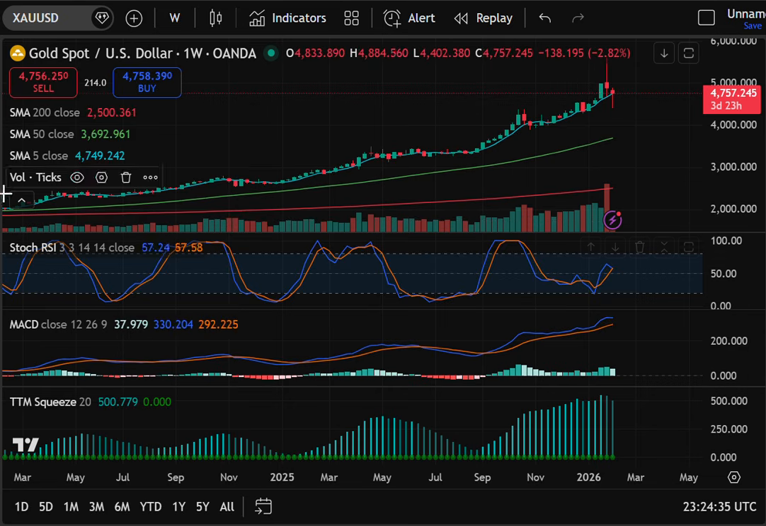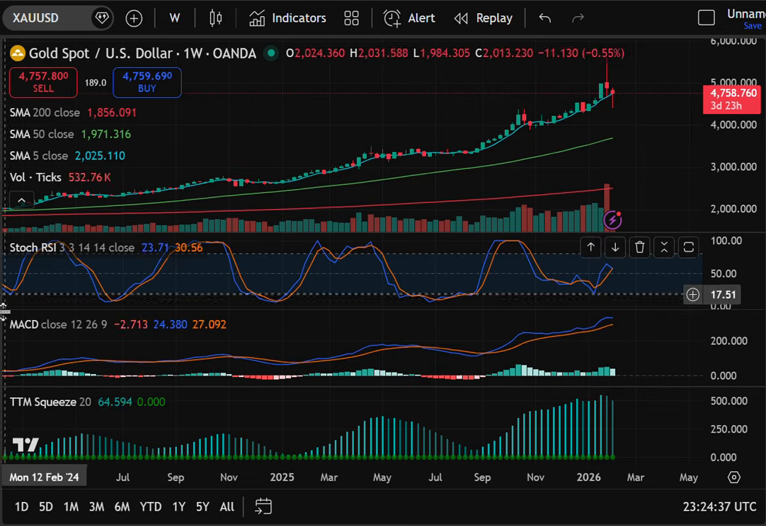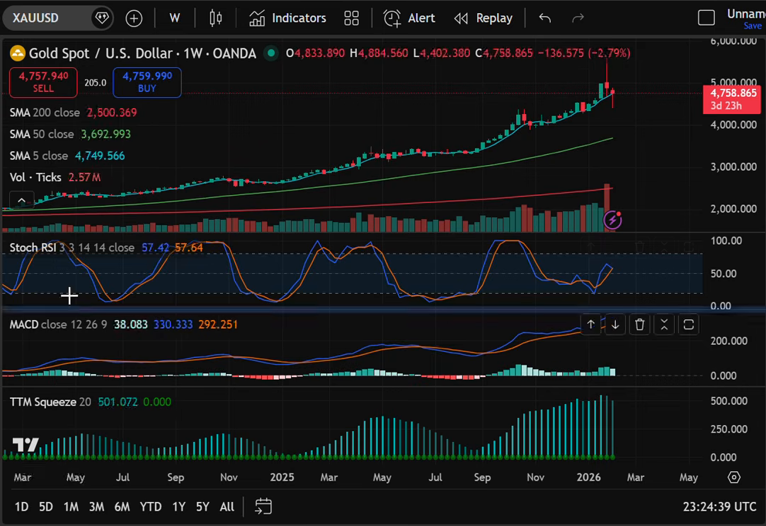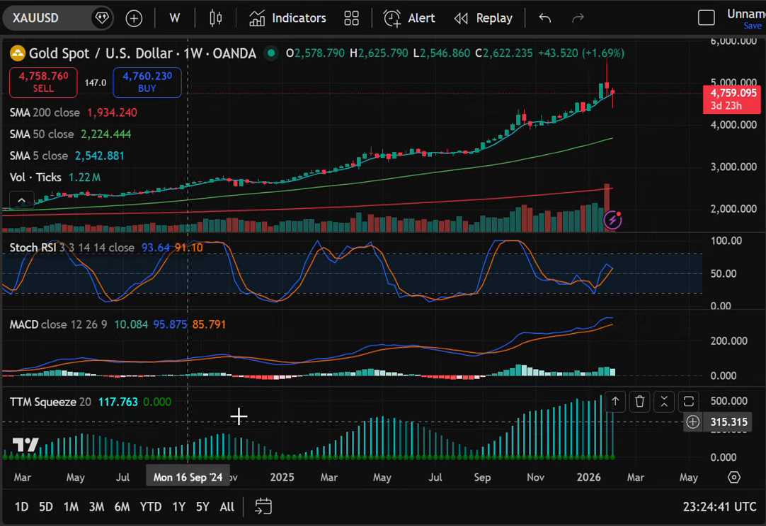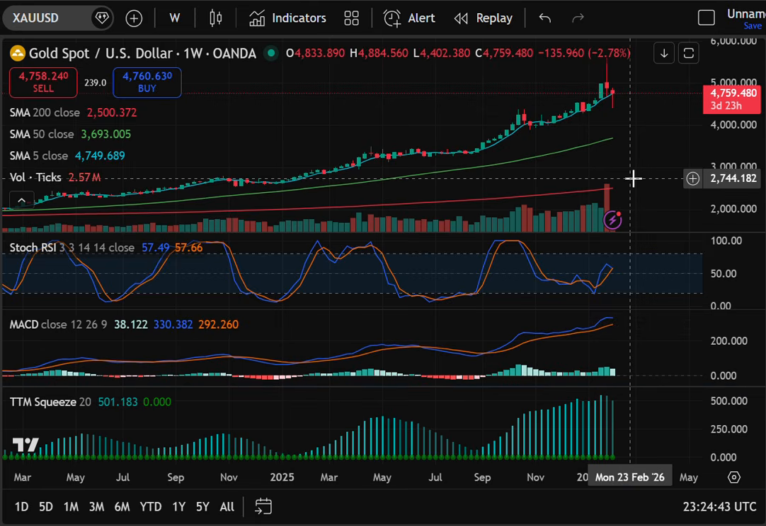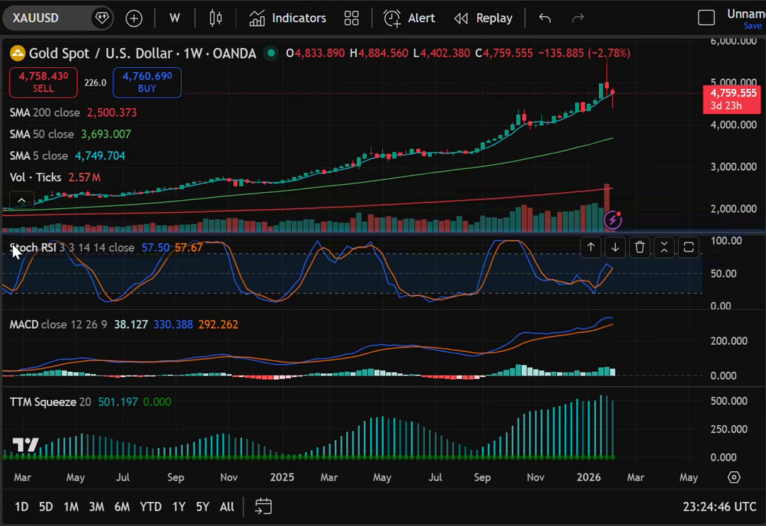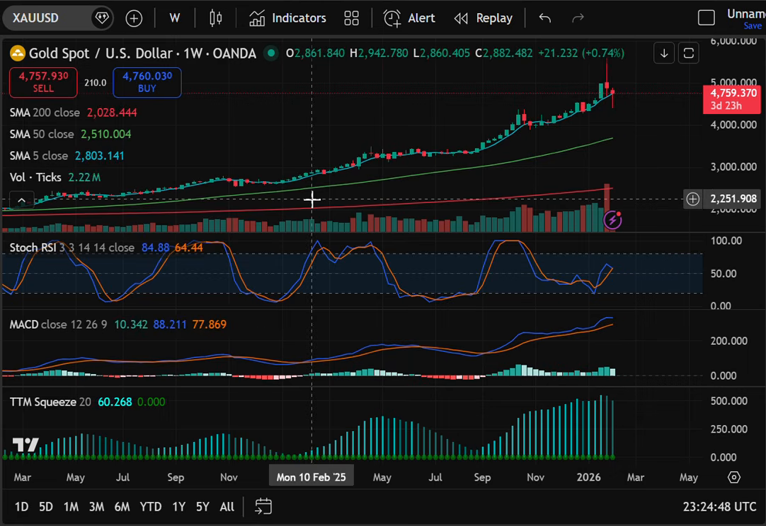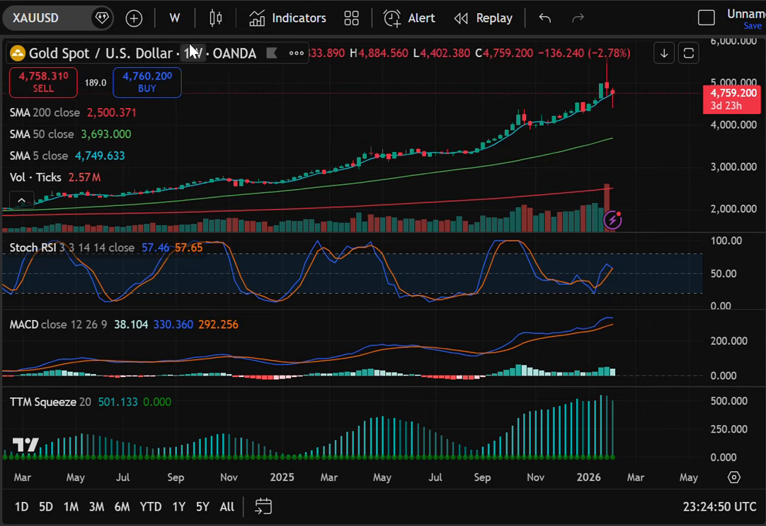You want a stochastic RSI. You want a moving average convergence divergence, MACD, and you want a TTM squeeze. Those three indicators, along with these four, will help you assess a chart better.